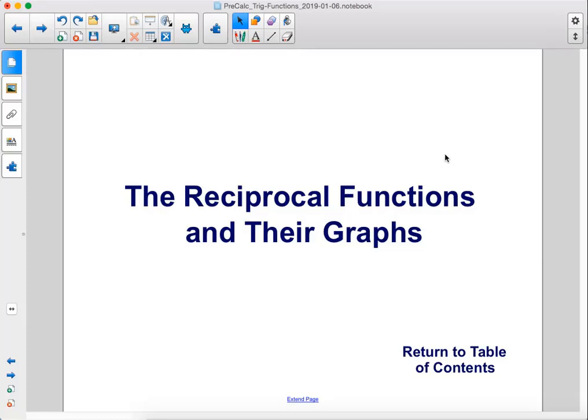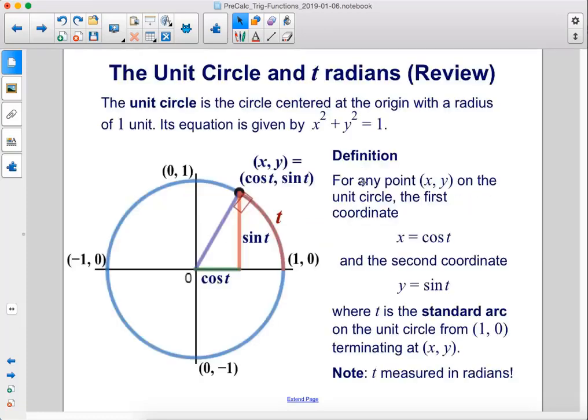The reciprocal functions and their graphs. The unit circle is the circle centered at the origin with a radius of 1 unit. Its equation is given by x squared plus y squared equals 1. For any point (x, y) on the unit circle, the first coordinate x equals cosine t, and the second coordinate y equals sine t, where t is the standard arc on the unit circle from (1, 0), terminating at (x, y). Note, t is measured in radians.